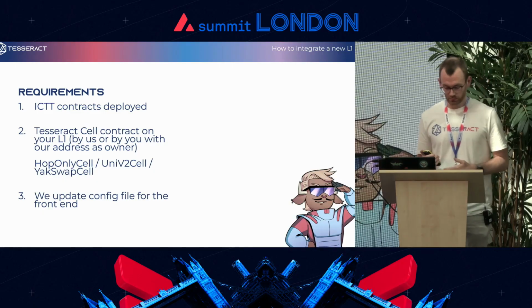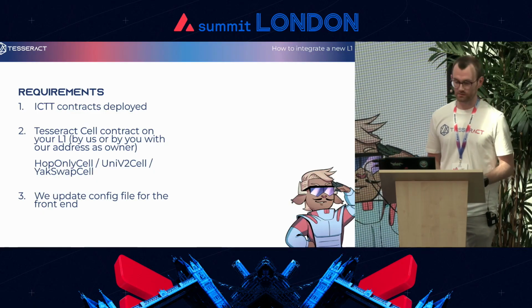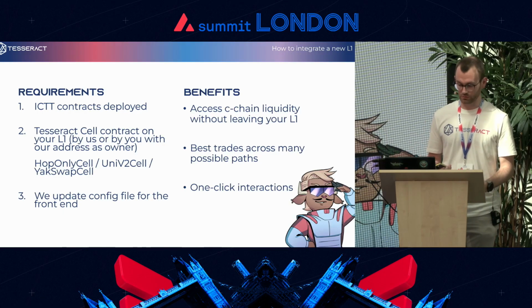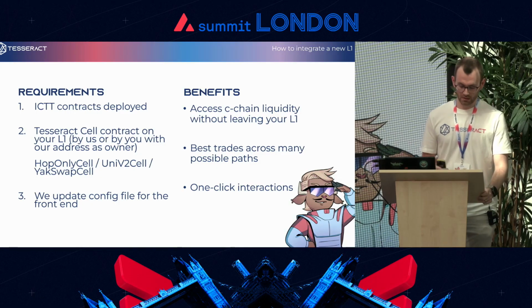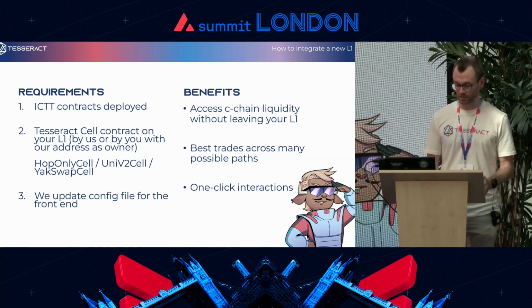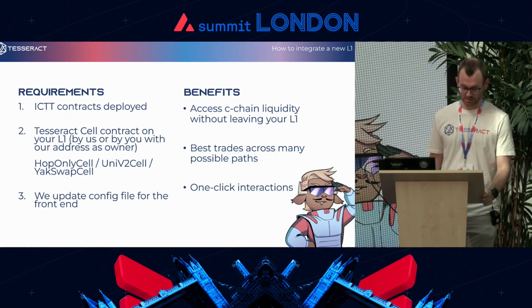So I think an important point to raise here, now we've gone over how it all works, is why you should use Tesseract as a prospective L1. The primary benefit is that your users can access C-chain liquidity without having to leave your L1. This means you don't have to worry about deploying and maintaining DEXs yourself, nor do you have to worry about transferring enough liquidity of, say, AVAX from C-chain to your own L1 and managing that. Instead, your users can trade via C-chain liquidity, all accessed from your own L1.